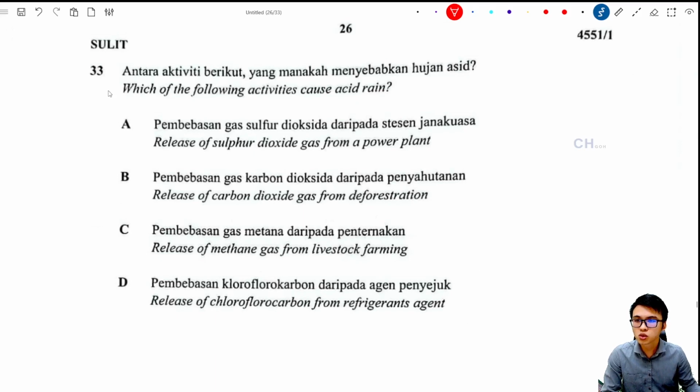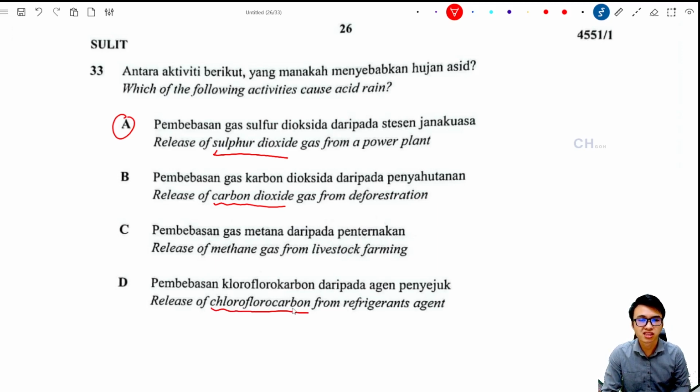Okay, question 33. Which of the following activities can cause acid rain? The answer here should be sulfur dioxide. Release of sulfur dioxide gas from the power plants. Carbon dioxide will not cause acid rain because carbon dioxide causes global warming. Remember that.